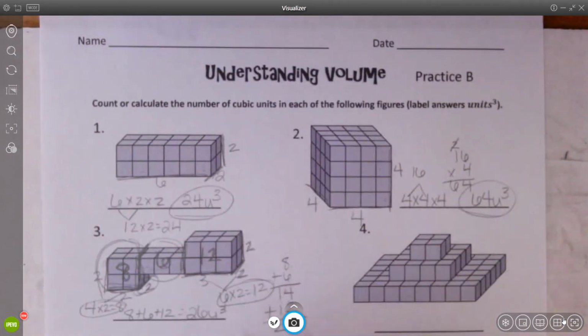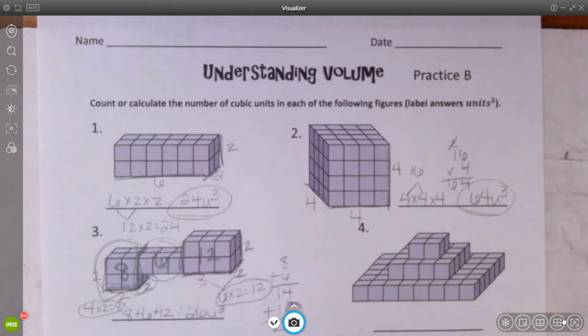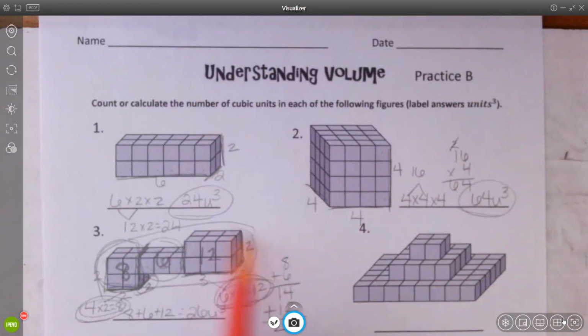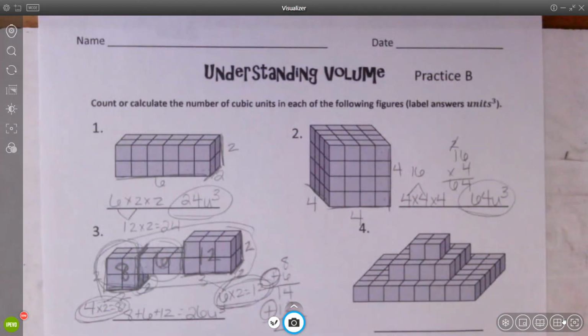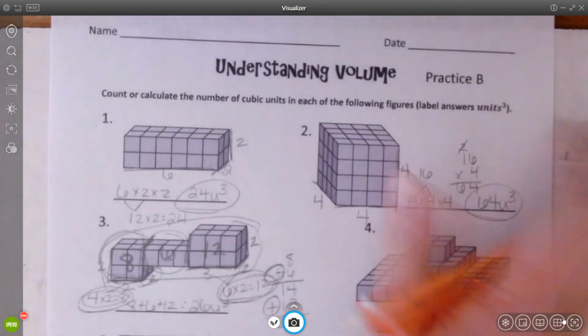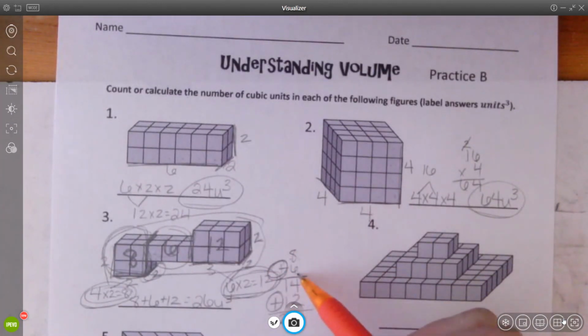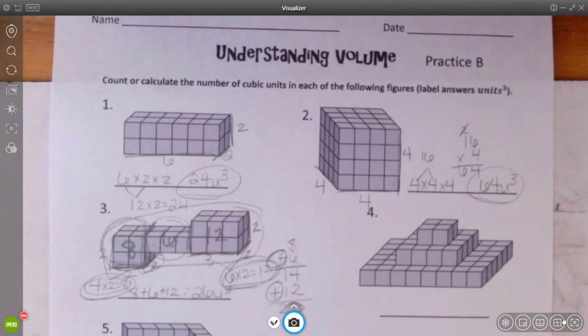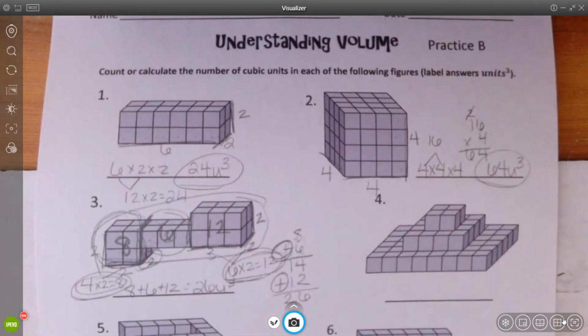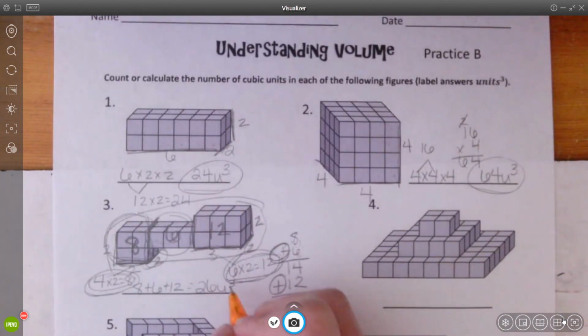So I wanted to emphasize that because we already multiplied here and here to find volume, to find the total volume of this irregular figure, you have to add them together. You add them together. Do not multiply them again. Okay? So let's look what we've got. So we had 8 plus 6, which was 14. Then we added our remaining 12, and that gave us 26. You guys see that? So our answer would be 26 units cubed.